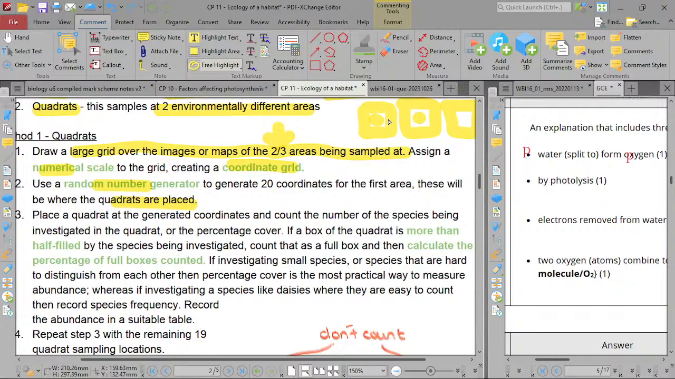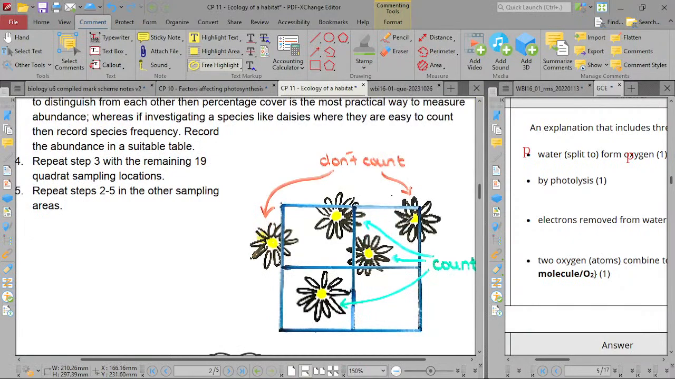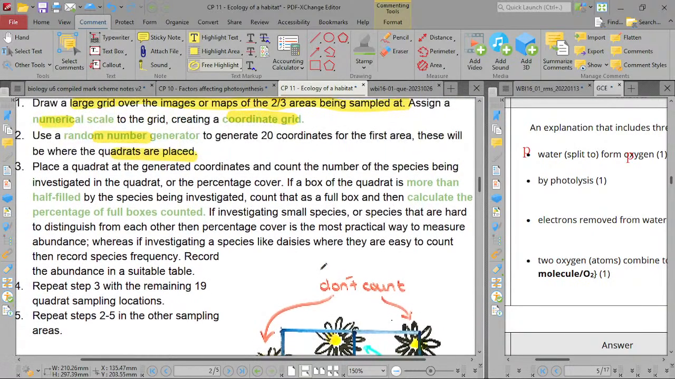If investigating small species or species that are hard to distinguish from each other, then percentage cover is the most practical way to measure abundance, whereas if investigating a species like daisies that are easy to count, then record species frequency. Record the abundance in a suitable table. So these are less than half, so we don't count these. But these are more than half, so we will count this. Now, when it is a species that is easy to identify like daisies, then we will record the species frequency. But if it's a species that's hard to distinguish from each other, or it's hard to even notice, then percentage cover is the most practical way to measure this abundance.